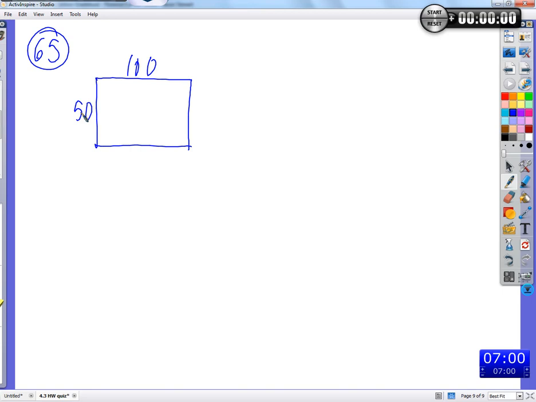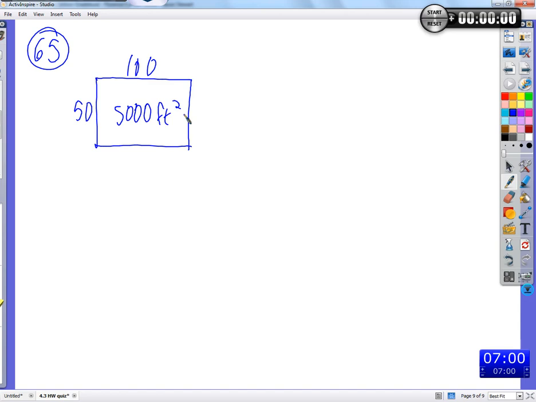Okay, so next it says the city wants to triple the area. Okay, let's stop right there. Triple the area. So the area is apparently a relevant piece of information, right? What's triple the area? So we should probably know what the area is right now. Let's figure it out. How do we do it? Length times width. Length times width is the area. So how many? 5,000 square feet.